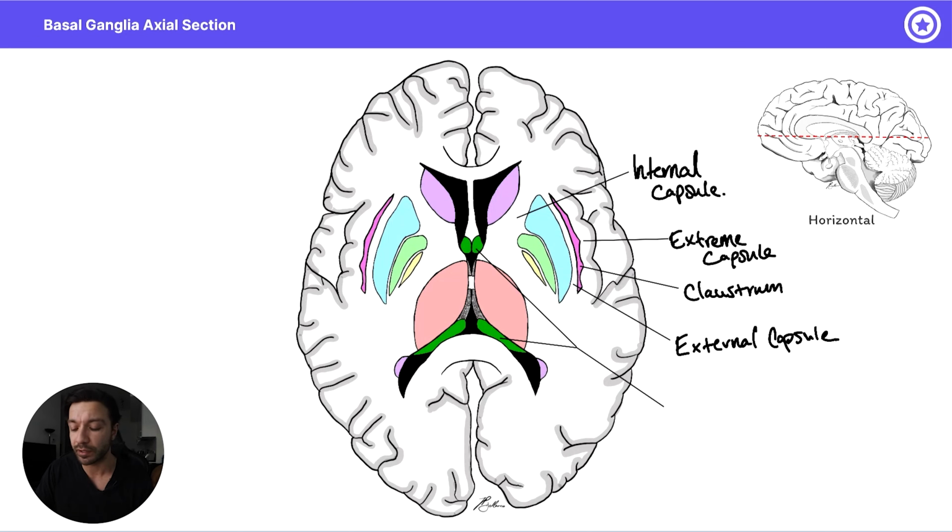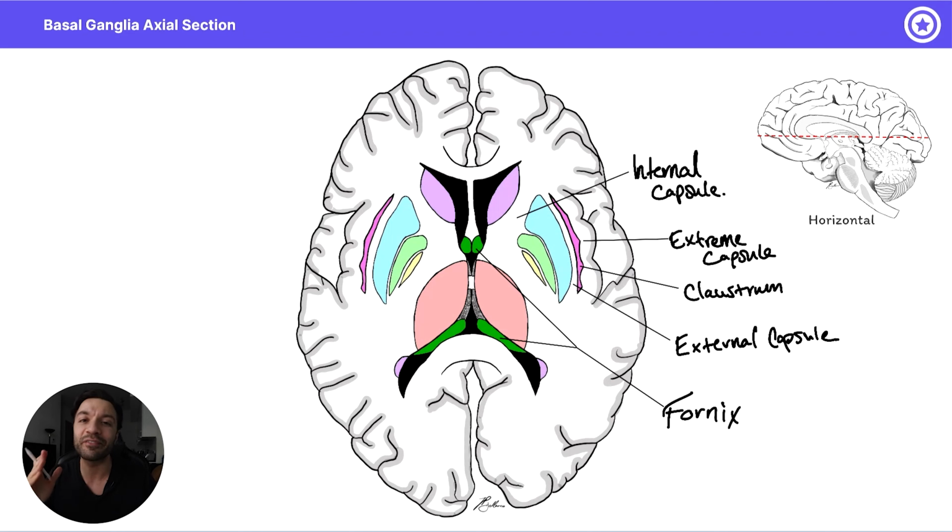So you can see the fornix is like the caudate nucleus in the sense that it has that C-shaped appearance. So it's going to be caught in two different sections of our horizontal section. So it's going to be found right here as well as right here, just like the caudate nucleus was found right here and right here. So let's go in and label those.